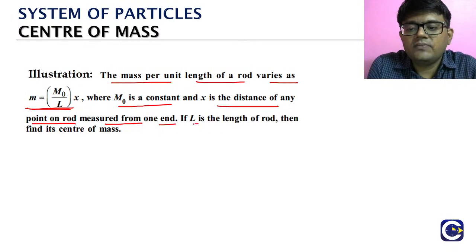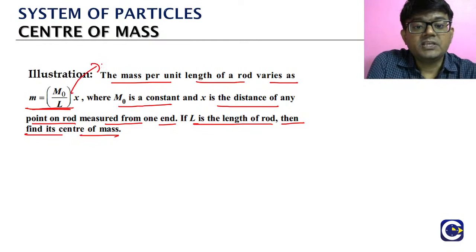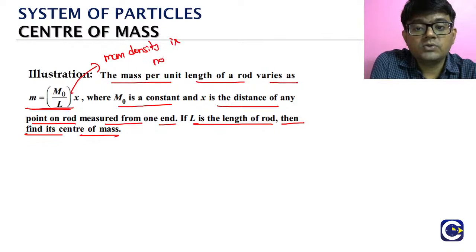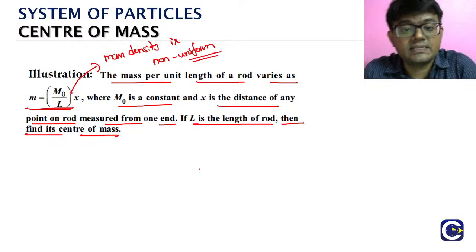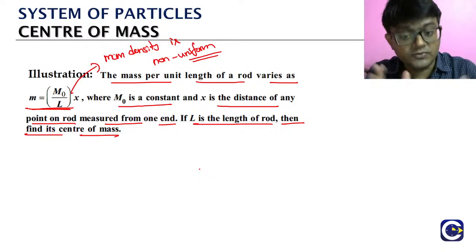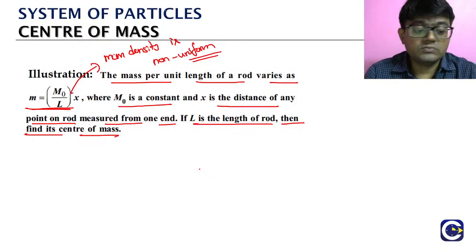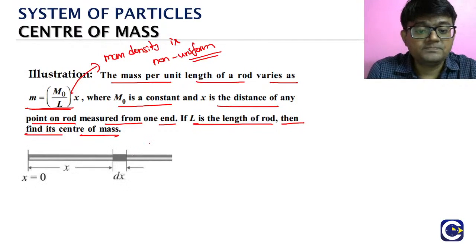Okay, if L is the total length of the rod, then find its center of mass. Look here, the mass density is non-uniform. So such cases can come, these general cases. The mass density is not uniform, it is non-uniform. So how do we do this? We will have to use the integration approach.